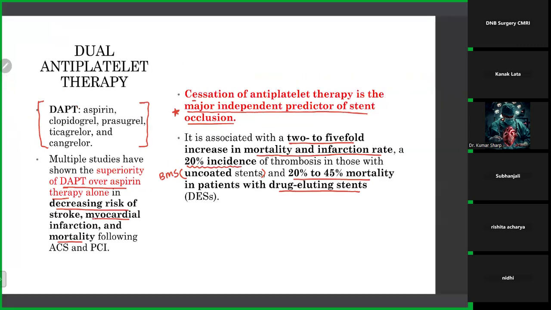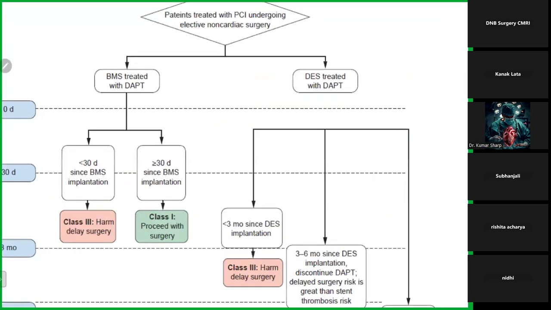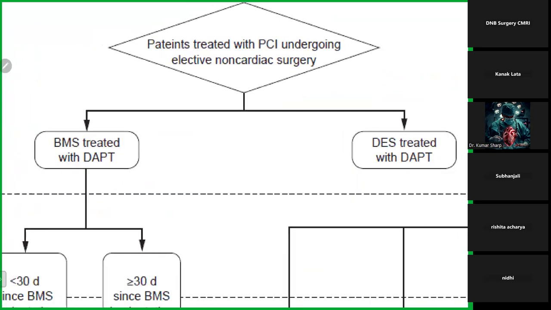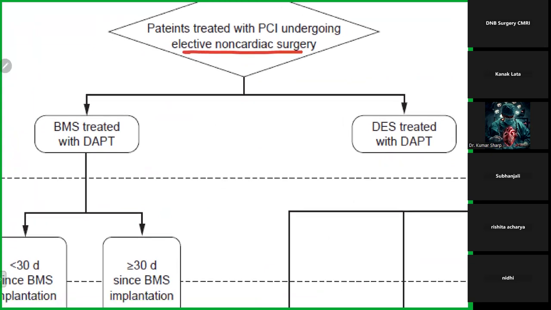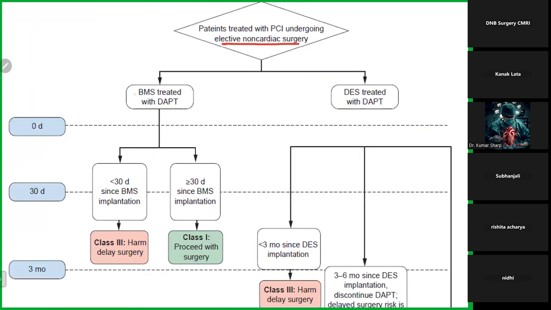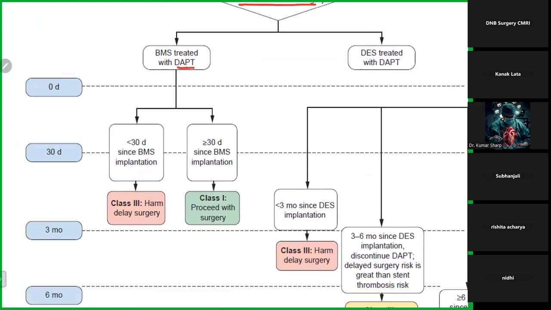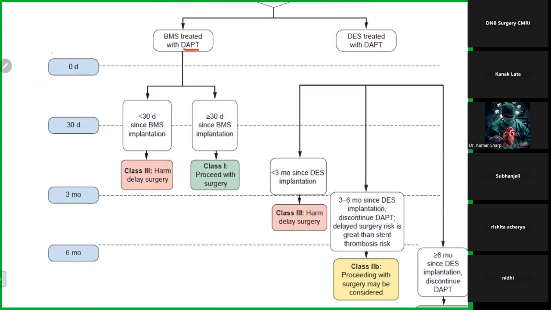So we have a flowchart over here. We'll begin with patients treated with PCI undergoing elective non-cardiac surgery. First group of patients: bare metal stent treated with dual antiplatelet therapy. Now you can see the timings over here: 0 days, 30 days, 3 months. The patient is undergoing elective cardiac surgery after the placement of a bare metal stent on 0 days. There is no such recommendation at the point of 0 days.